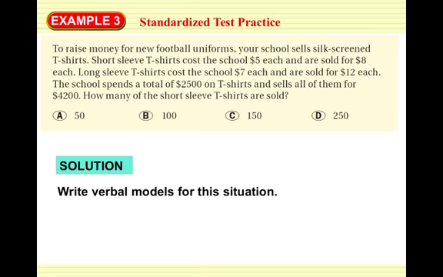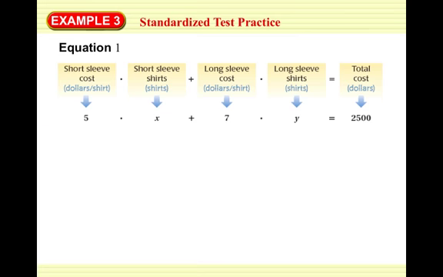All right, let's write a verbal model for this situation. Short sleeve cost times the number of short sleeve shirts plus long sleeve cost times the number of long sleeve shirts equals the total cost. So 5x plus 7y equals 2,500.